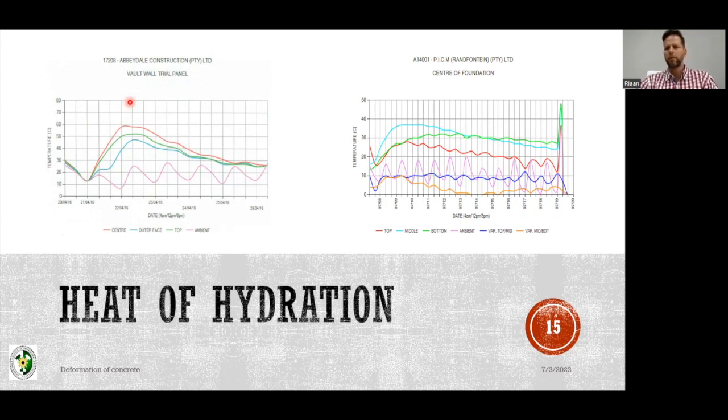But no, you could see from the information that we've been able to gather from site that that is not the case. We installed temperature probes in the center of a test panel that we cast on site, in the outer face, on the top of the wall, and then we had an ambient sensor. Now you can see the date here, it was in 2016, and on the 21st of April, we placed the concrete. Well, I apologize, on the 20th of April, we placed the concrete.